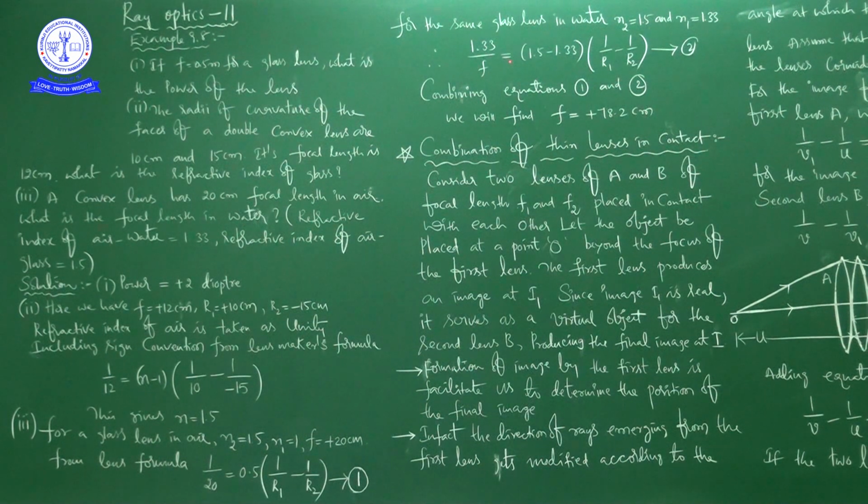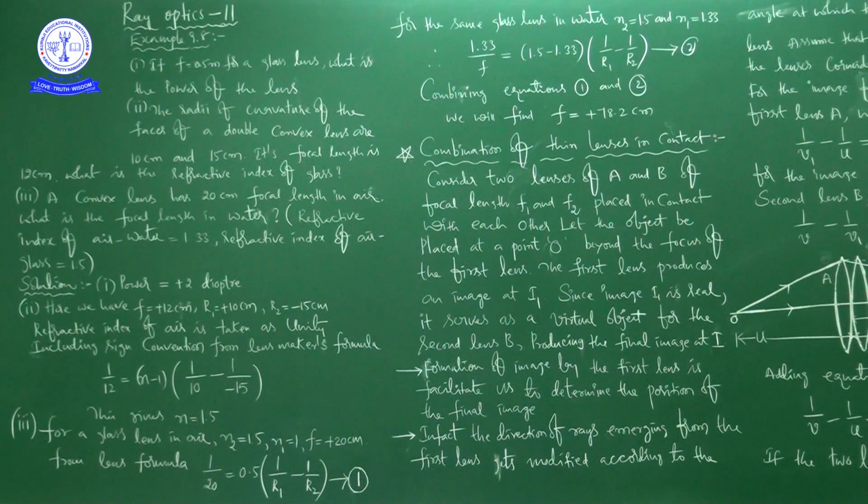1.33 by F is equal to 1.5 minus 1.33 into 1 by R1 minus 1 by R2. So that is equation number 2. So finally, from these two equations, equation 1 and equation 2, we are going to combine them mathematically so that we can find the focal length.